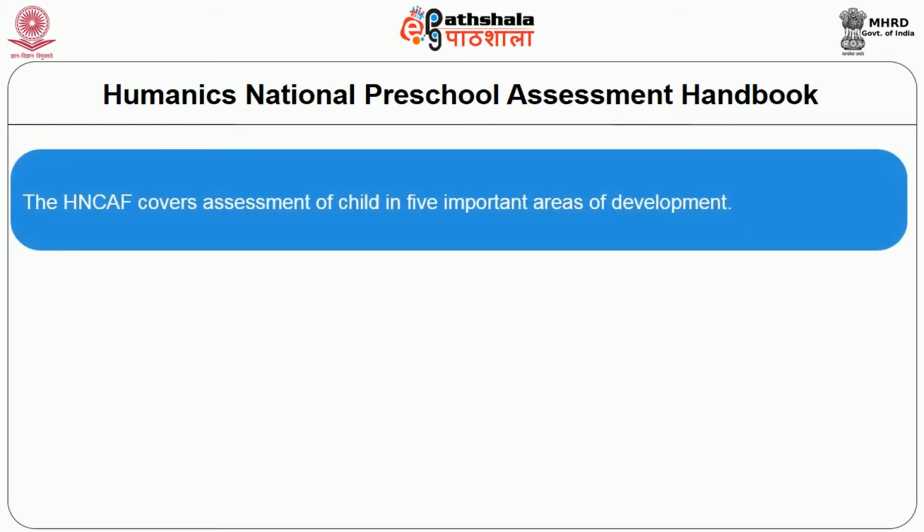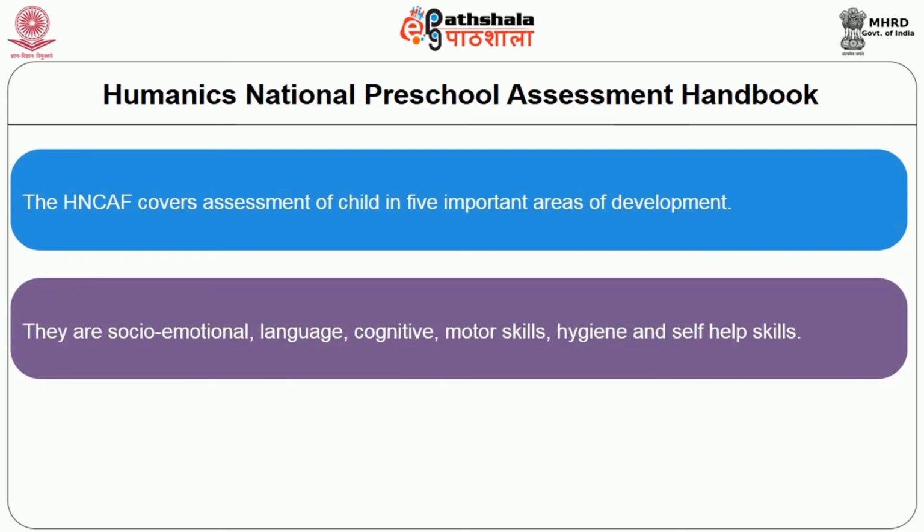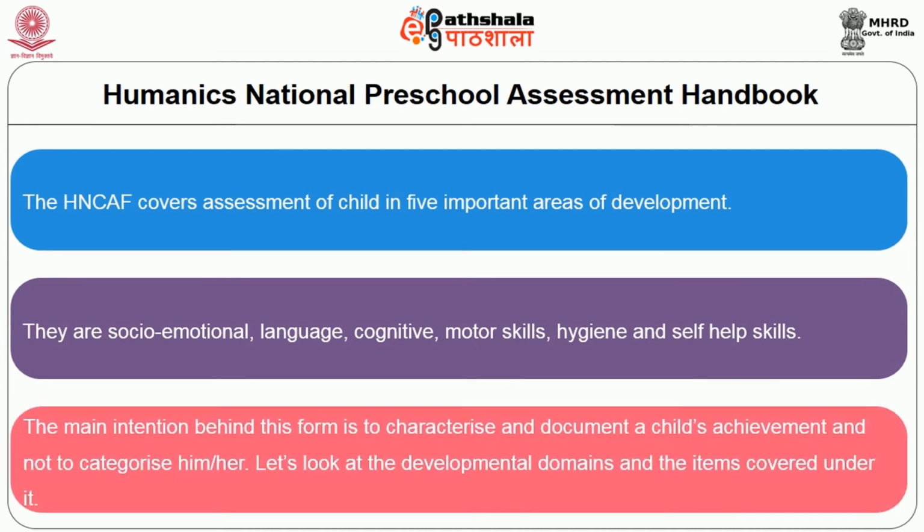The HNCAF covers assessment of the child in 5 important areas of development. They are socio-emotional, language, cognitive, motor skills, hygiene and self-help skills. The main intention behind this form is to characterize and document a child's achievement and not to categorize him or her. Let's look at the developmental domains and the items covered under it.